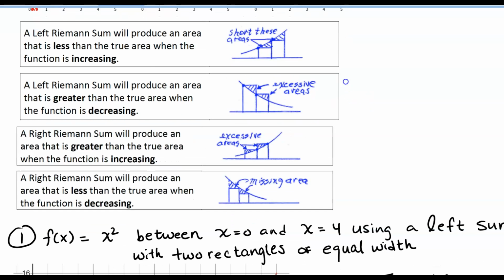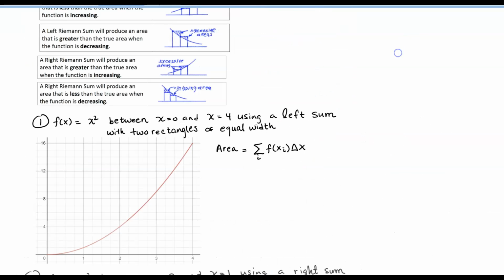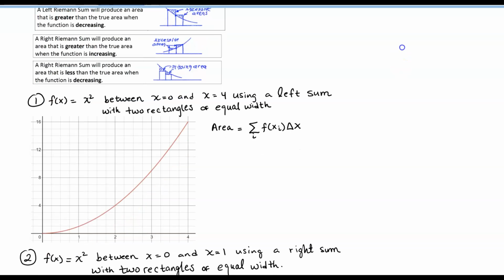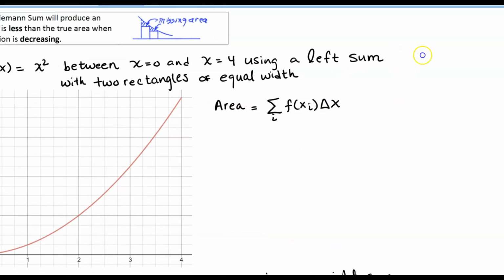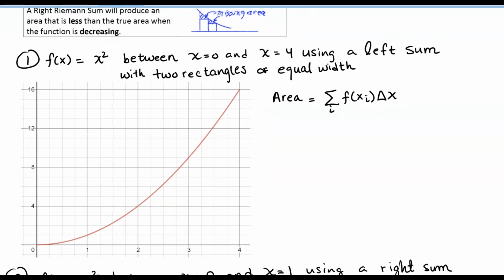Now, the opposite is true for the right sum. If the function is increasing, a right sum will overestimate in this case. And if you are looking at a decreasing function, the right sum will be an underestimate of the true area. So just some things to note about when a function is increasing or decreasing, and which sum you're using in particular. We're going to take a look at 3 examples, one of each of these varieties, and we've got some graphs to help illustrate what we're looking at. Hopefully it makes some sense to you.